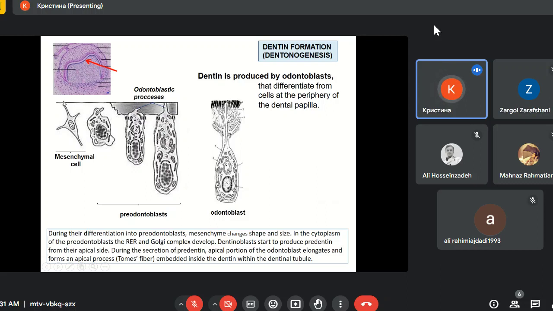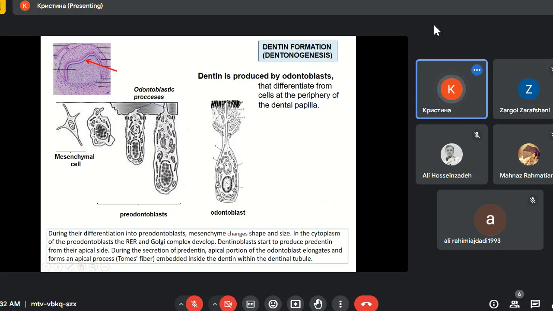So when they receive the biologically active substances through the basement membrane from the inner enamel epithelium, they start to differentiate into pre-odontoblasts. During this stage, the mesenchyme cell loses its processes, becomes more round in shape, then it becomes larger and elongates because a lot of rough endoplasmic reticulum and Golgi complex starts to develop there. And now the cell, pre-odontoblast and odontoblast, starts to release the organic substance of the future dentin. This organic substance is called pre-dentin.